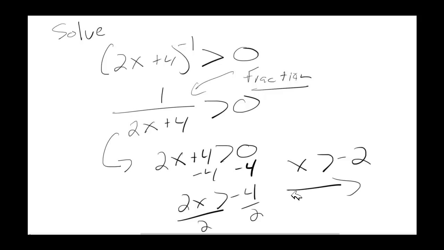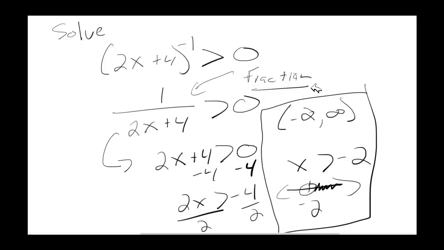Number line. Here's minus 2, it's open. I want stuff to the right. And the interval notation would be parenthesis minus 2, positive infinity. And that's inequalities. And that'll do it for this video.